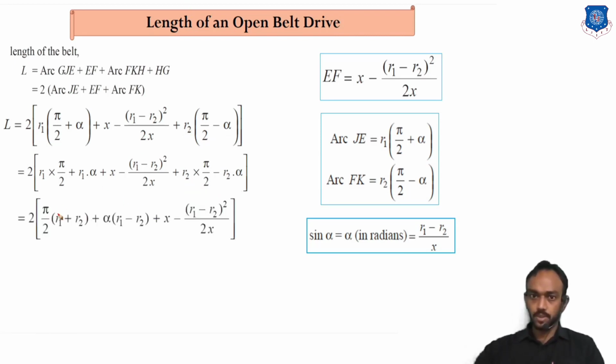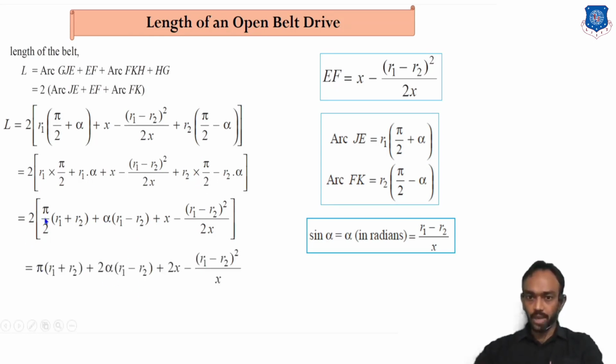Check this, what we have done, there is a pi by 2 and there is a pi by 2, so we will take the pi by 2 common, and same as here there is an alpha and here alpha, we take the alpha common, so R1 minus R2. Okay, and what we have written here, multiplying the 2 inside.